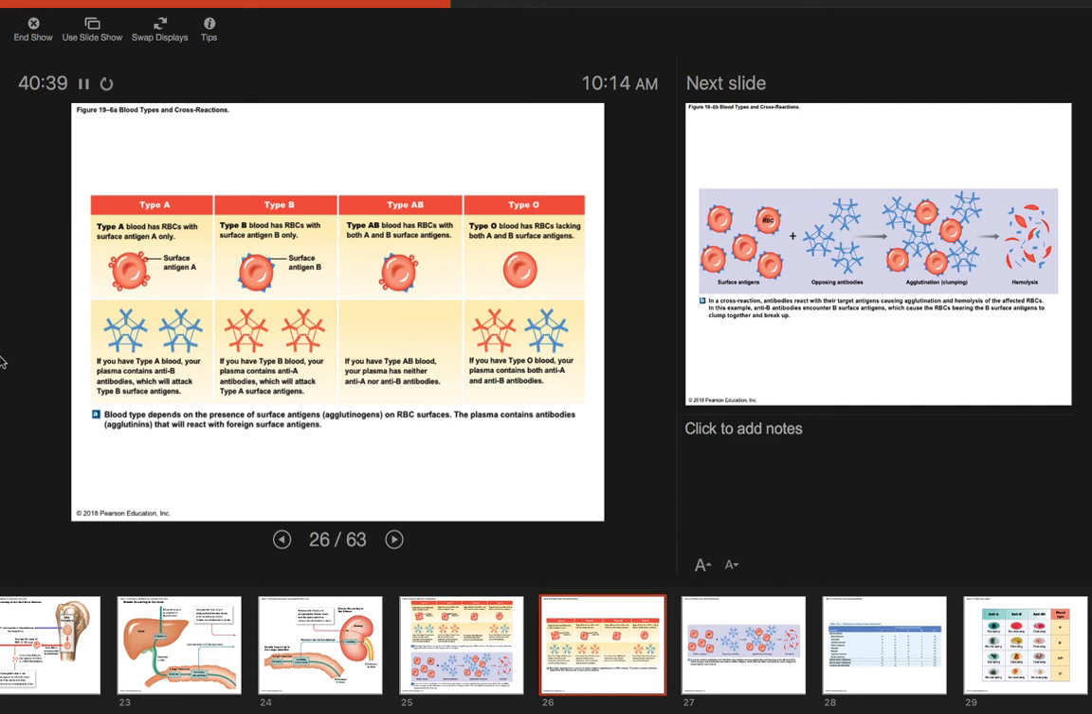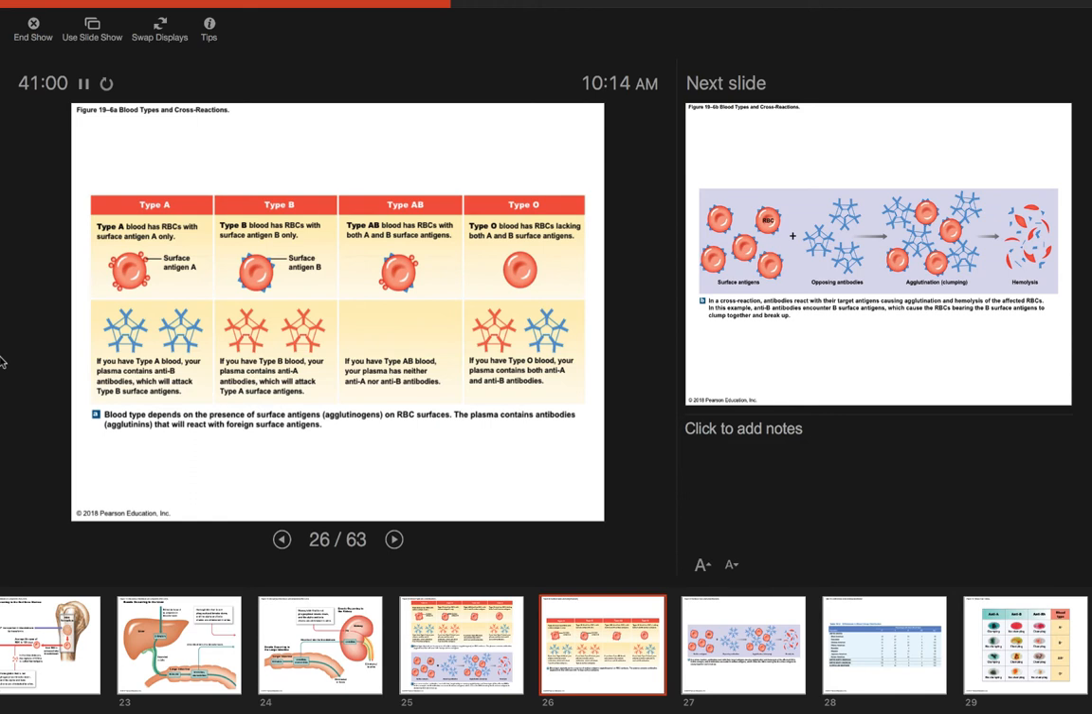Type A doesn't have the A antibody. Type A has the B antibody. And type AB doesn't have the A antibody, right? Type B has the A antibody, so we get a cross reaction there. And type O has the A antibody, so we get a cross reaction there, right?